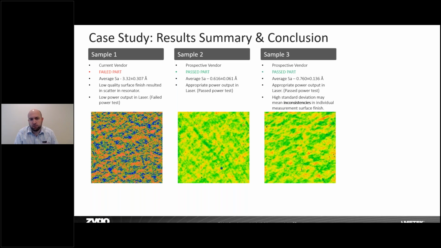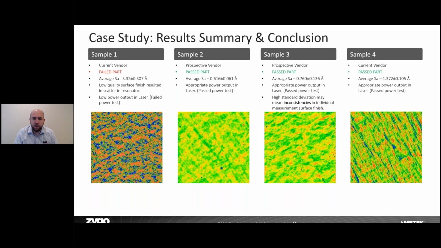Sample three was also from the prospective vendor and it passed the power output but failed the visual. We can see that there were some inconsistencies across the surface by the higher standard deviation, which led to some of the findings of the coating defects. So finally, sample four easily passed the quality control checks and the surface was well within specification.